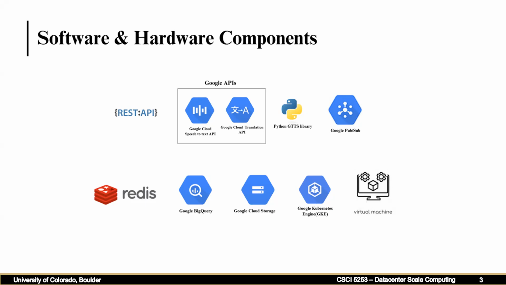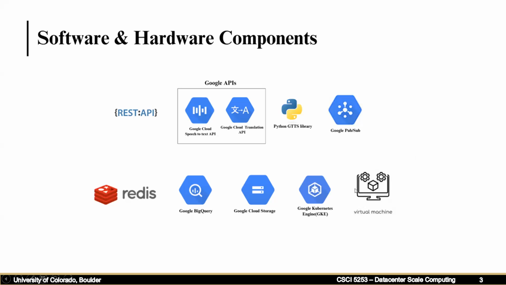For communication between microservices, we relied on Google Pub/Sub, ensuring a step by step flow through services like STT, translation, and so on. Redis cache improves responsiveness by storing frequently requested results, while Google BigQuery tracks metadata and request statuses, and Google Kubernetes Engine orchestrates scalability and reliability. Finally, a virtual machine hosts the front end for smoother user interaction.